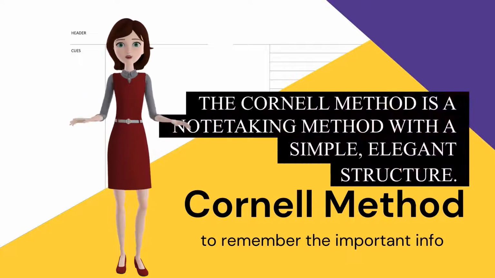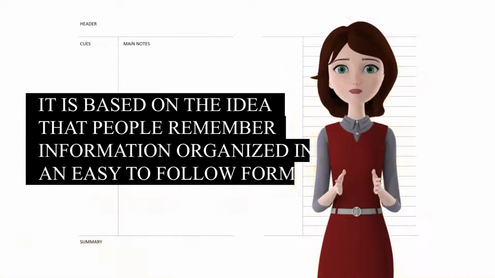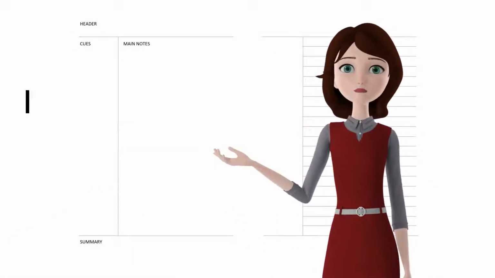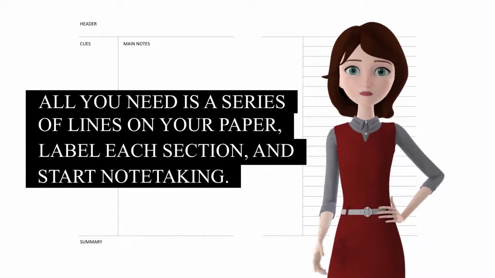The Cornell Method is a note-taking method with a simple, elegant structure. It is based on the idea that people remember information organized in an easy-to-follow format. All you need is a series of lines on your paper, label each section, and start note-taking.